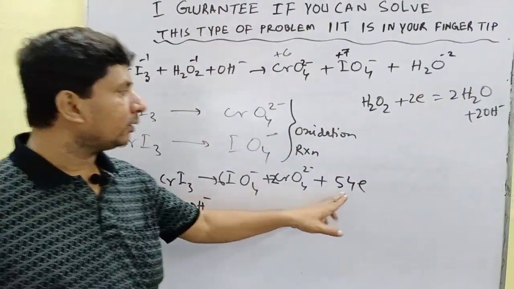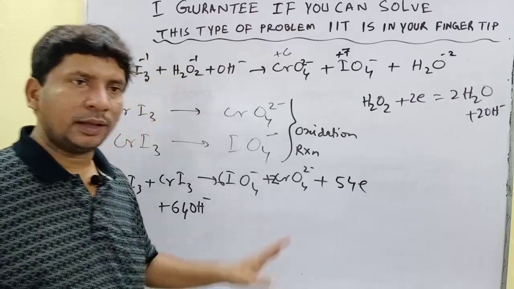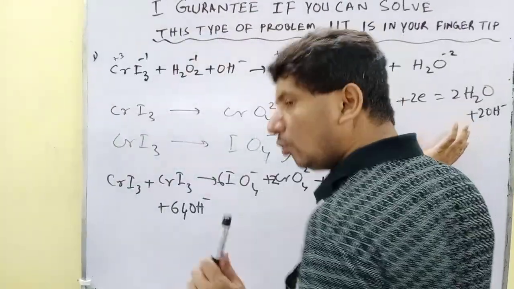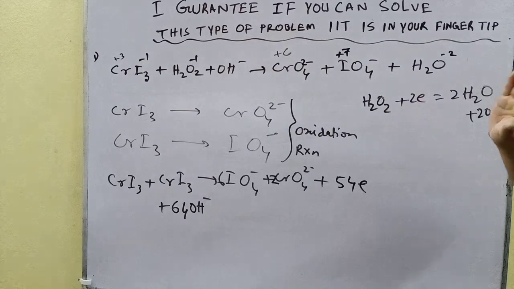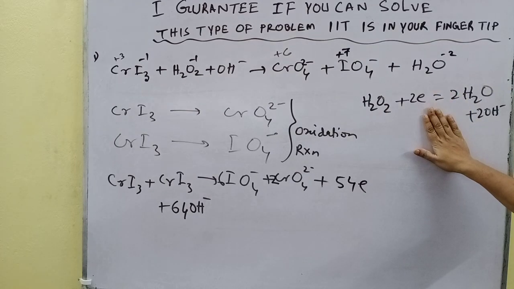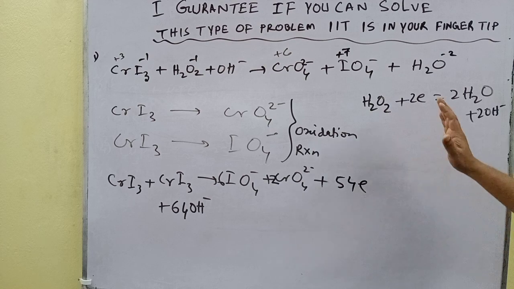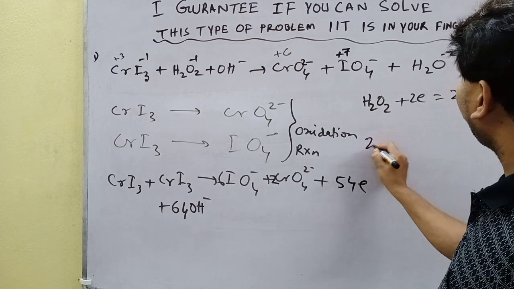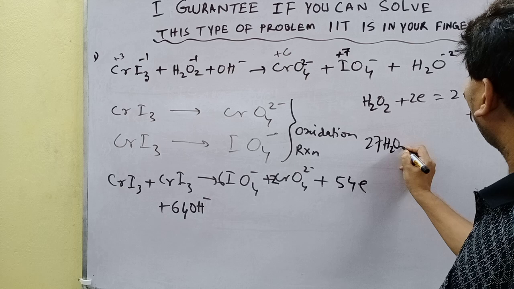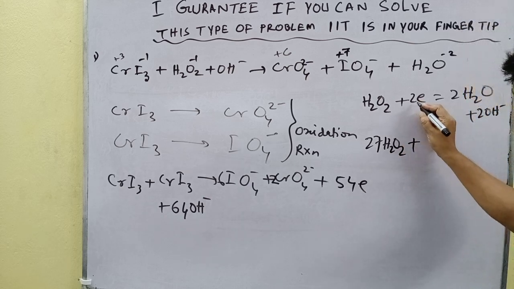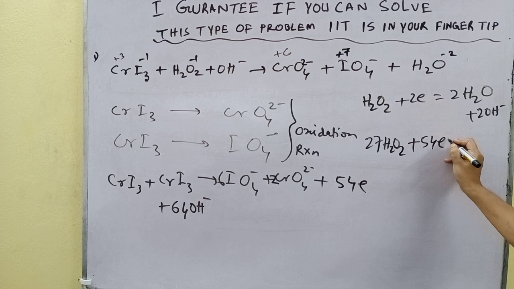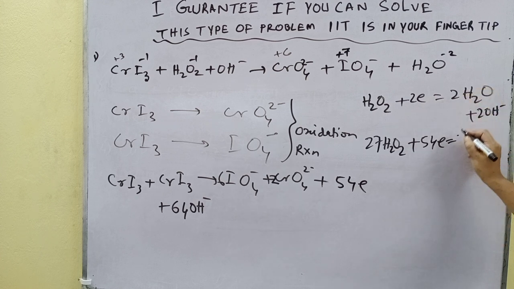Now there are 54 electrons, so we should multiply here by 27 to get 54 electrons, okay. So 27 H2O2 plus 27 into 2, that is 54 electrons, equal to 27 into 2, that is 54 water, plus 54 OH minus, yes.